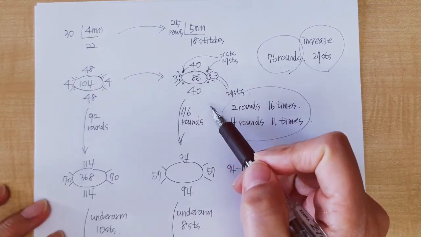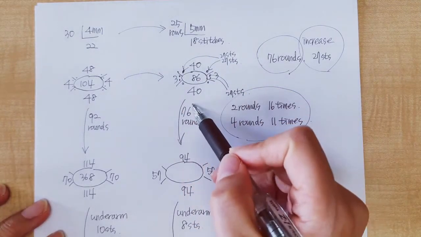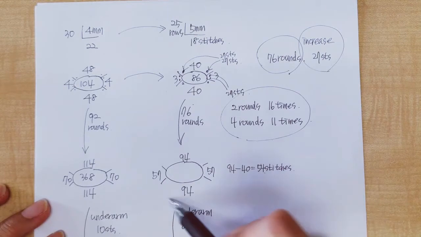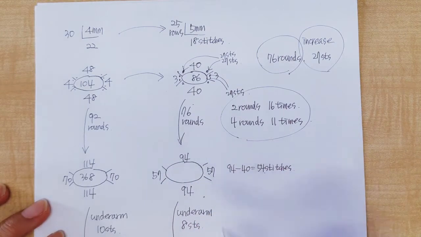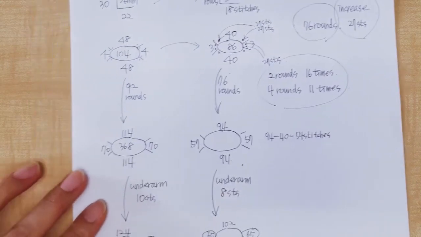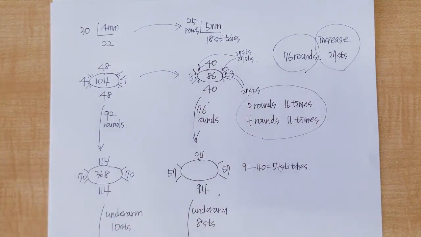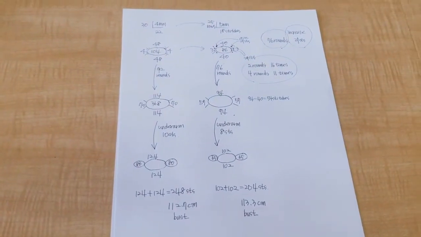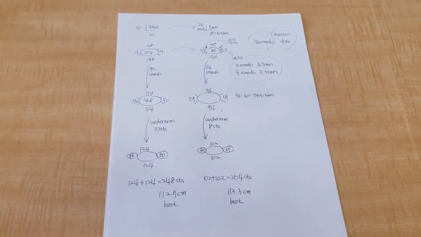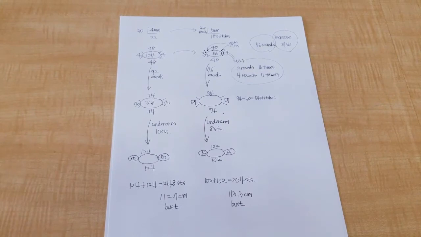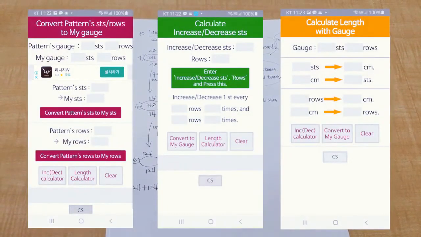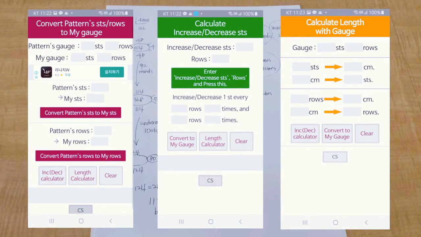From the beginning cast on here, increase the stitch like this to make this. In this way, I converted the pattern of the 22 stitches, 30 rows of 4mm needles into the pattern of other gauges. You will be able to do more with this calculator.